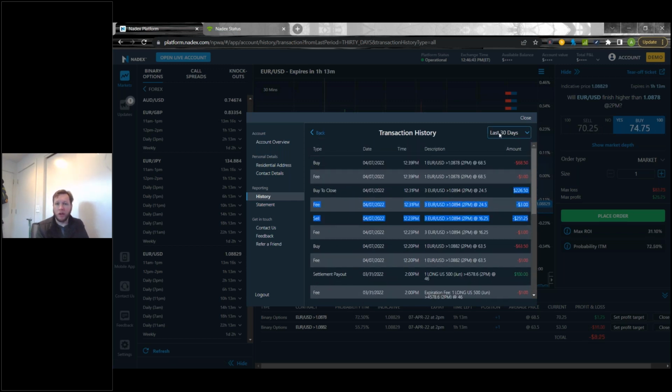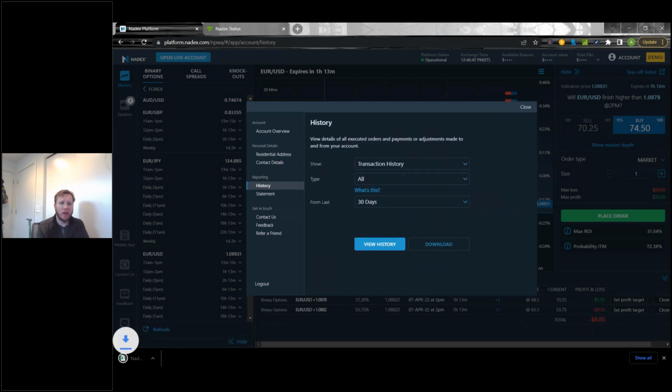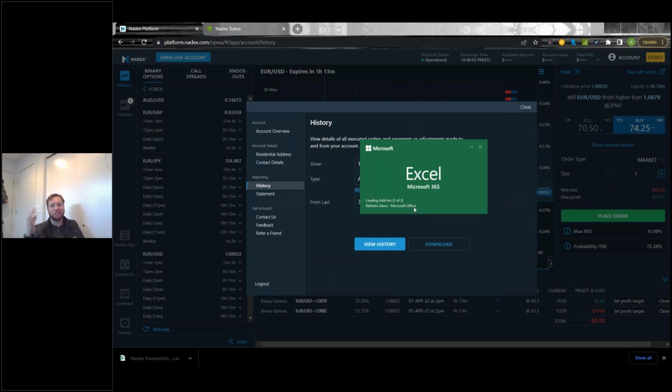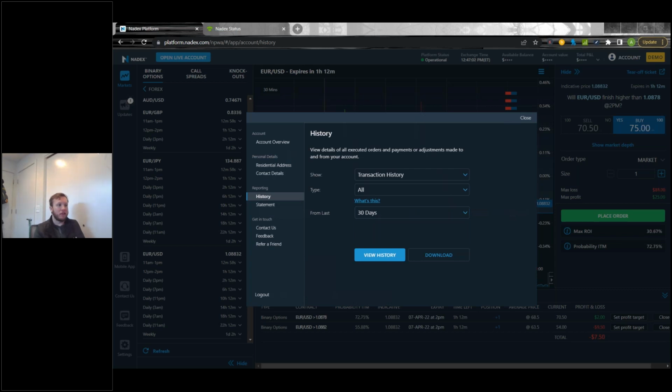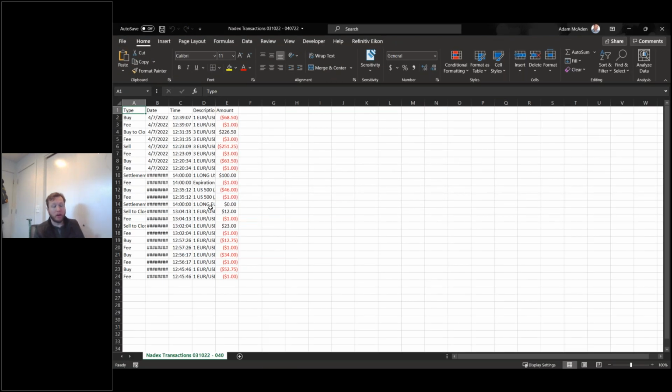Another way you can do this is actually go hit download. And what this is going to do, it's going to pop up a CSV Excel file. It's popping up on the other screen, of course. So it's going to pop up an Excel file, and it will have all of your transaction history in this Excel file. So this is going to be the easiest way to actually calculate your overall profit and loss.